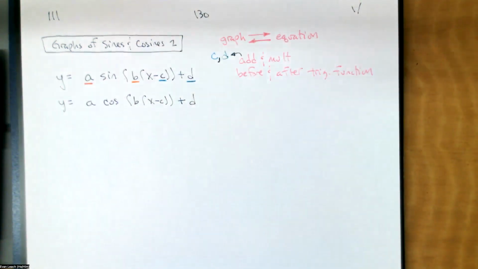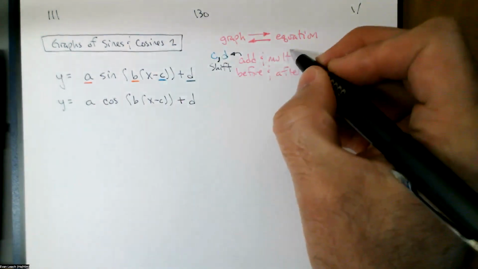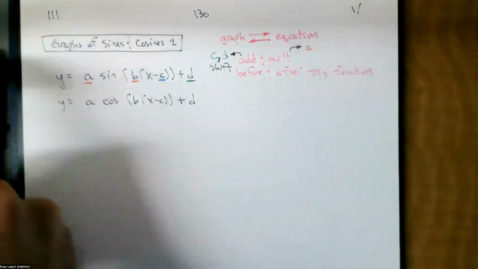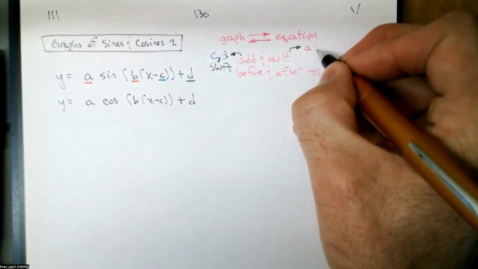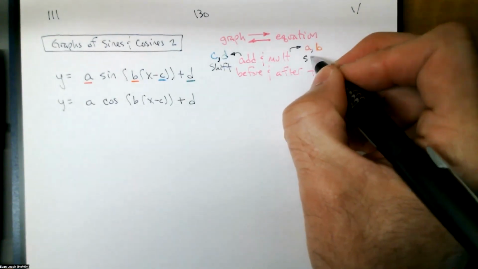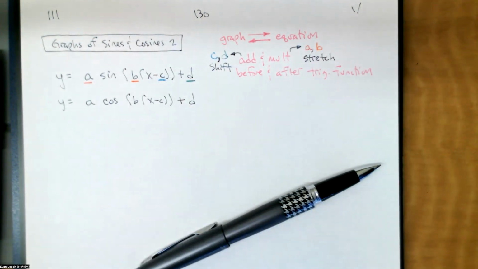And when we add, like so, C and D, they represent shifts, keeping the same shape, just moving it up and down or left and right. So this represents a shift. Multiplication is covered in A and B. And multiplication will produce some kind of stretch, so that'll be a stretch or a compression, horizontally or vertically. So multiplication produces a stretch, addition produces a shift.